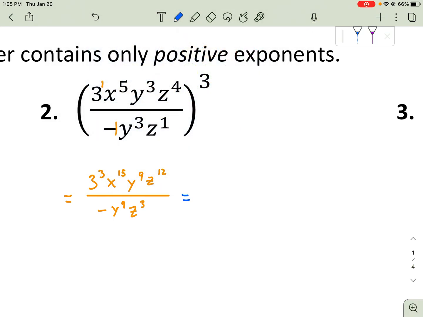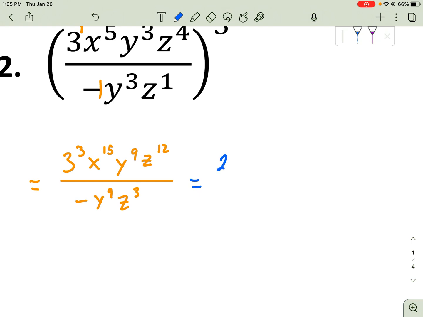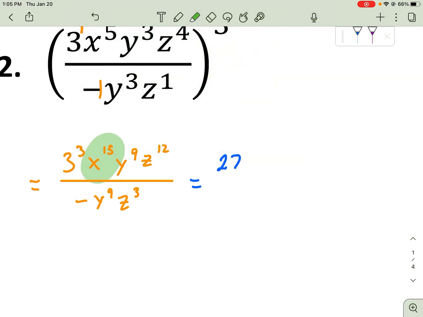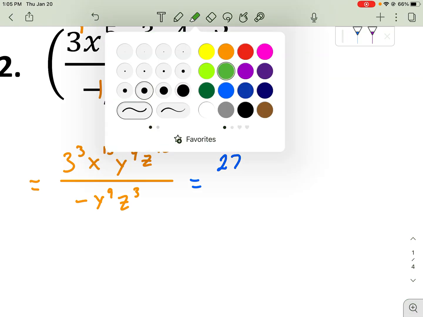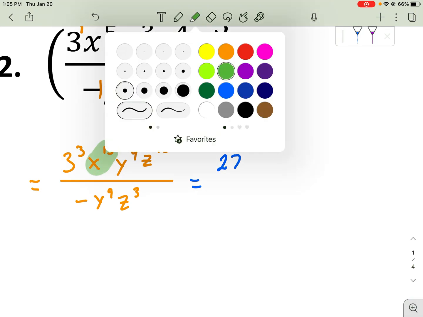Then we can simplify some things here. 3 cubed is 27, 3 times 3 times 3. Then we have x to the 15th, and we have no other x's, so we don't have to worry about anything with that. Let's make that highlighter a little smaller. All right, so there's nothing else with x, so we're good there.